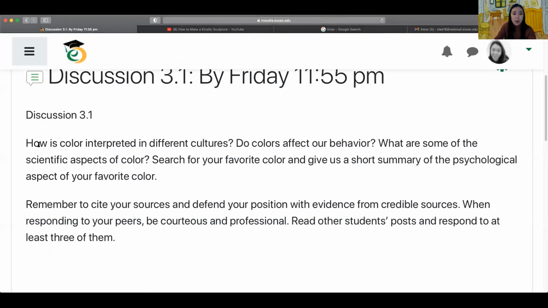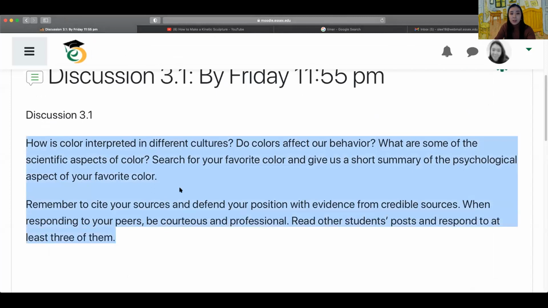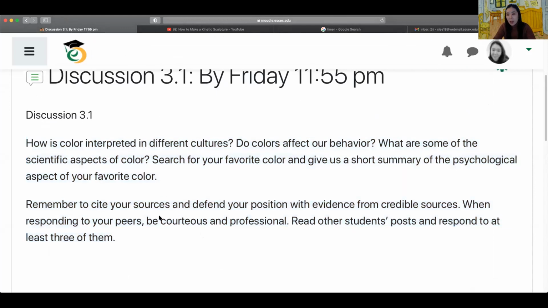How is color interpreted in different cultures? And do colors affect our behavior? And what are some of the scientific aspects of color? So search for your favorite color and give us a short summary of the psychological aspect of your favorite color. So this is today's topic.